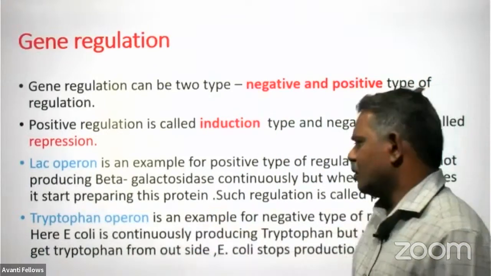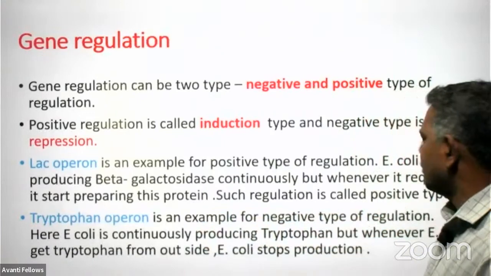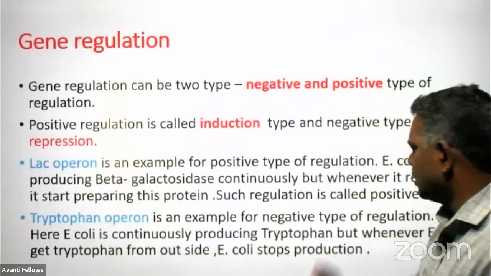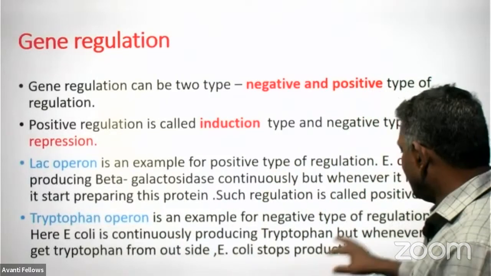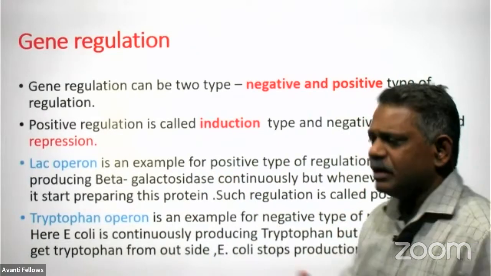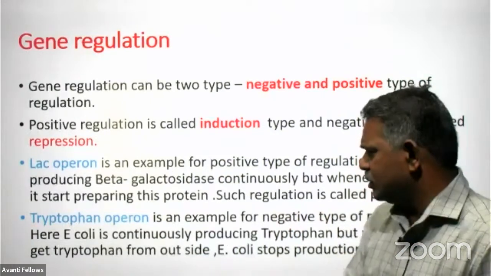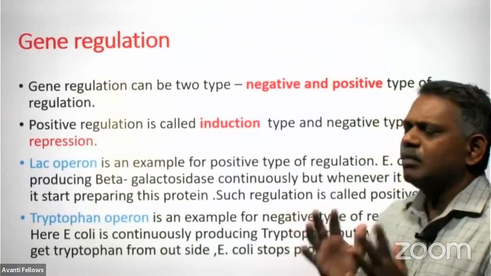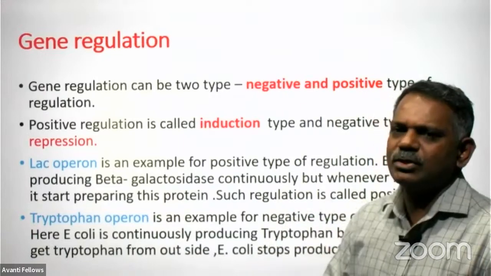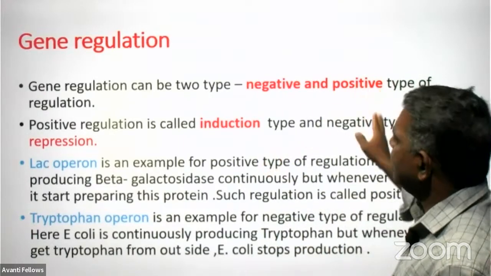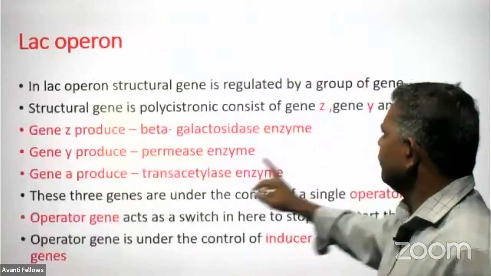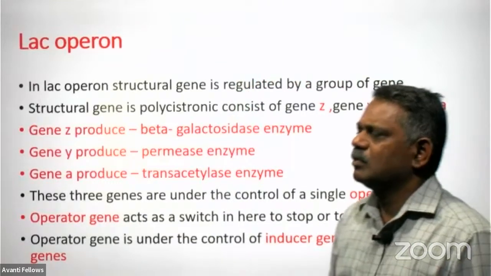Whereas the tryptophan operon is an example of the negative type of regulation. Here, E. coli is continuously producing tryptophan in its cell. But whenever we put the E. coli into the tryptophan medium, it gets tryptophan from outside continuously. So E. coli stops the production of tryptophan inside. This way of regulation of genes is called the negative type, and we call it repression. And we have to study only the positive way of gene regulation.